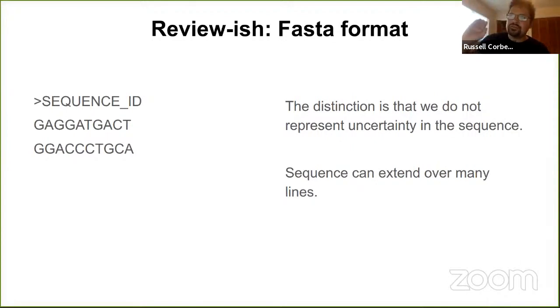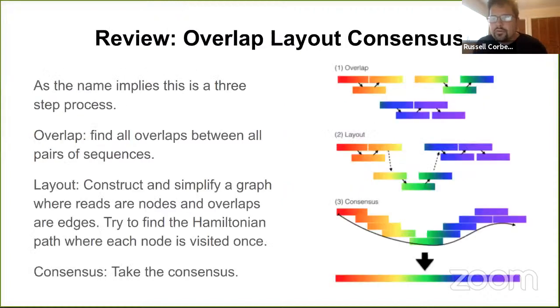As I said, your reference genomes will typically be in FASTA format. When you make that assembly, what Velvet actually spits out is FASTA format as well. So you will use both of these. Okay. Quick review of overlap layout consensus.